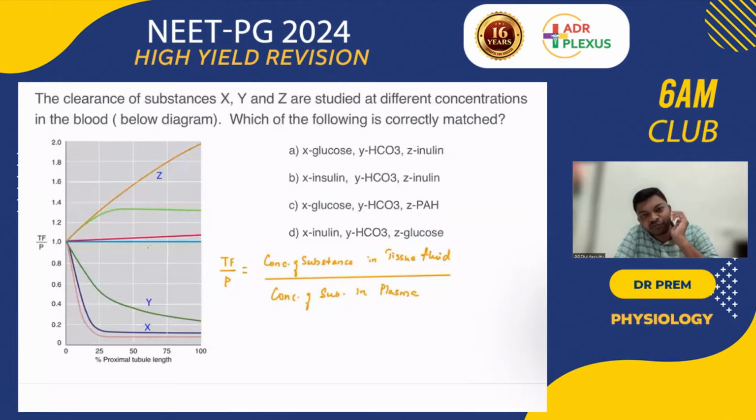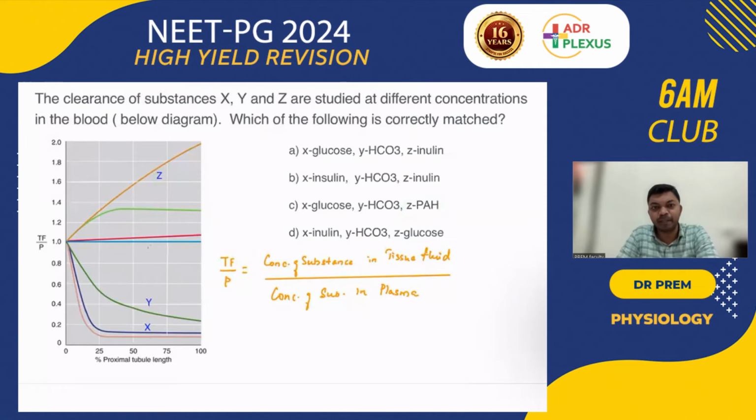Glucose completely reabsorbed. Very good, Varsha. Very good. Z: why is Z para-aminohippuric acid? Can you tell me this one alone? Tubular secretion. Very good, Dr. Muthamal Kumaran. So why is the whole TF by P value increasing?